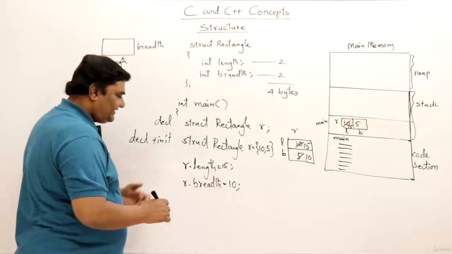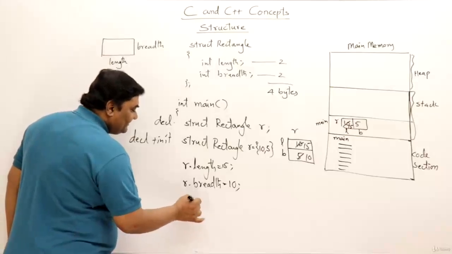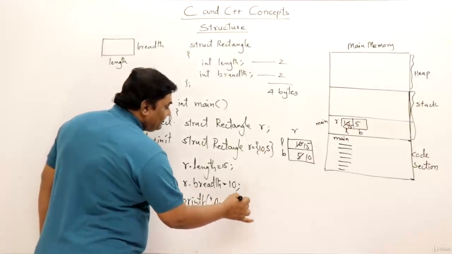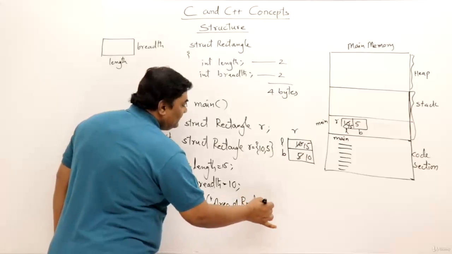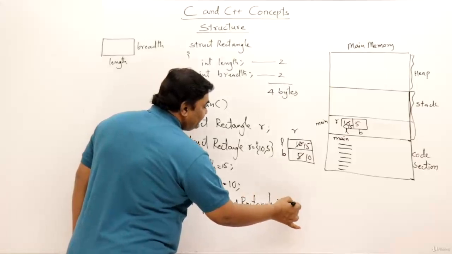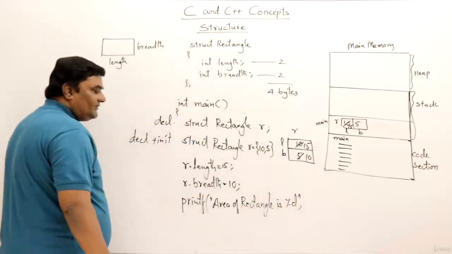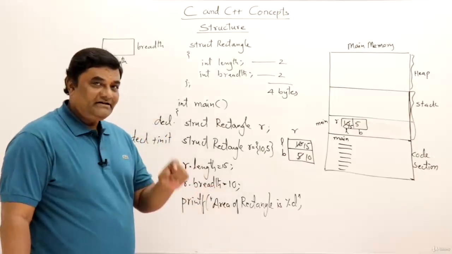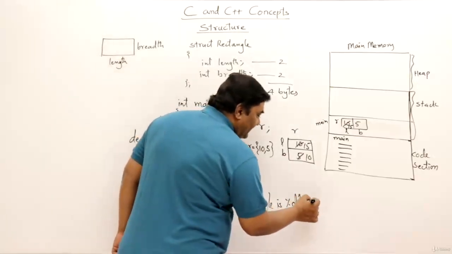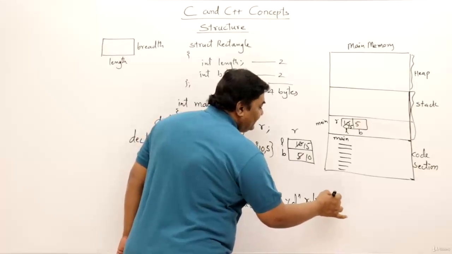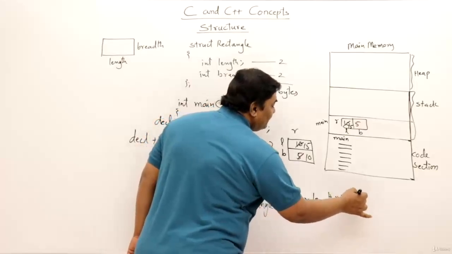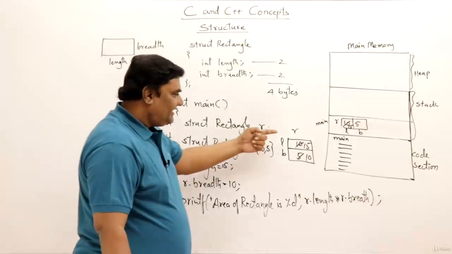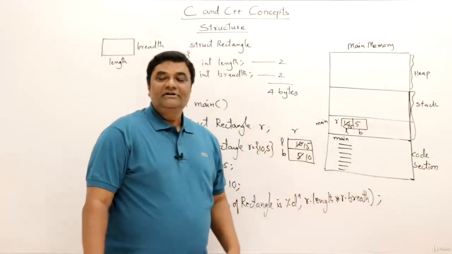Here I will calculate the area of a rectangle and show you. I will directly print the result: printf, area of a rectangle is %d. Here I will write the formula. What is the formula for area? Length into breadth. How to access that length and breadth? I have to use the dot operator. So r.length multiplied by r.breadth. This is how I can access the members. Length and breadth will be multiplied, that is 15 into 10, and I'll get the result as 150.